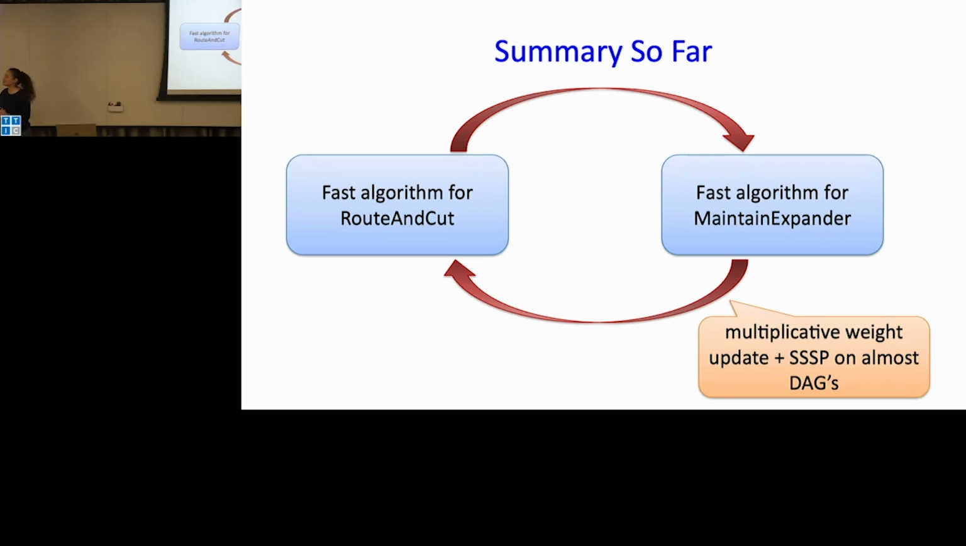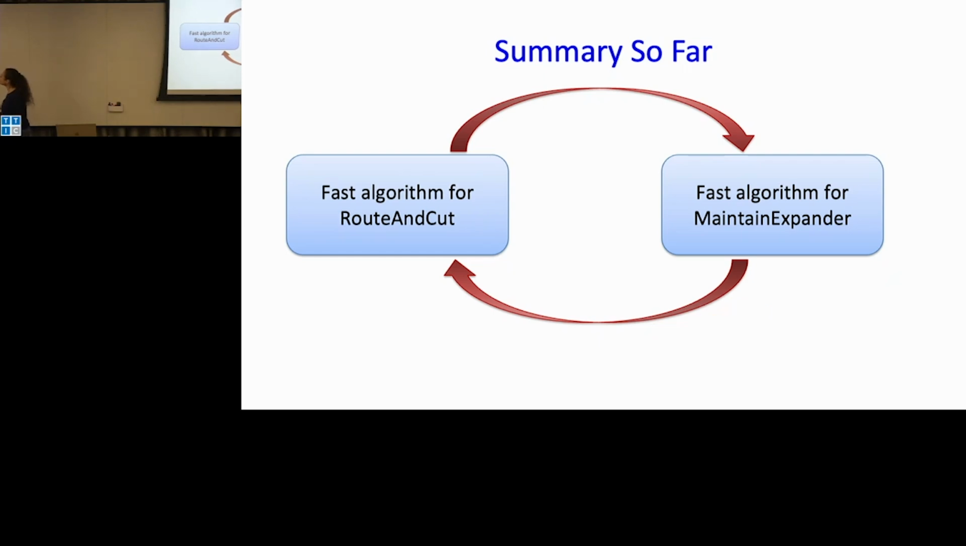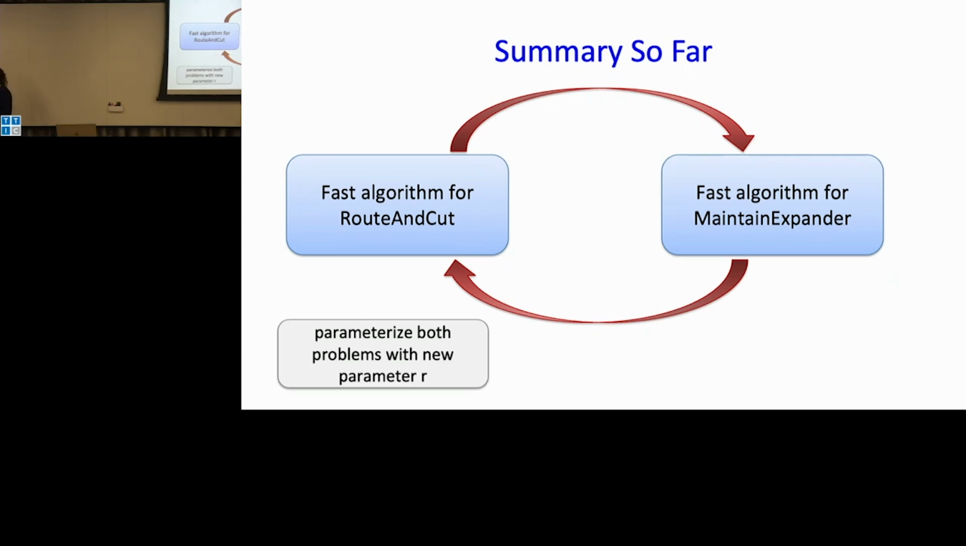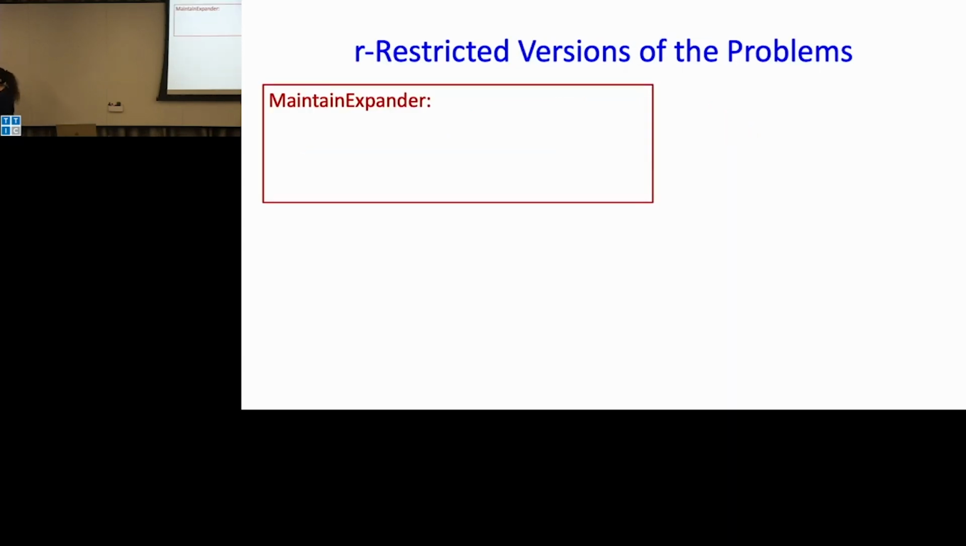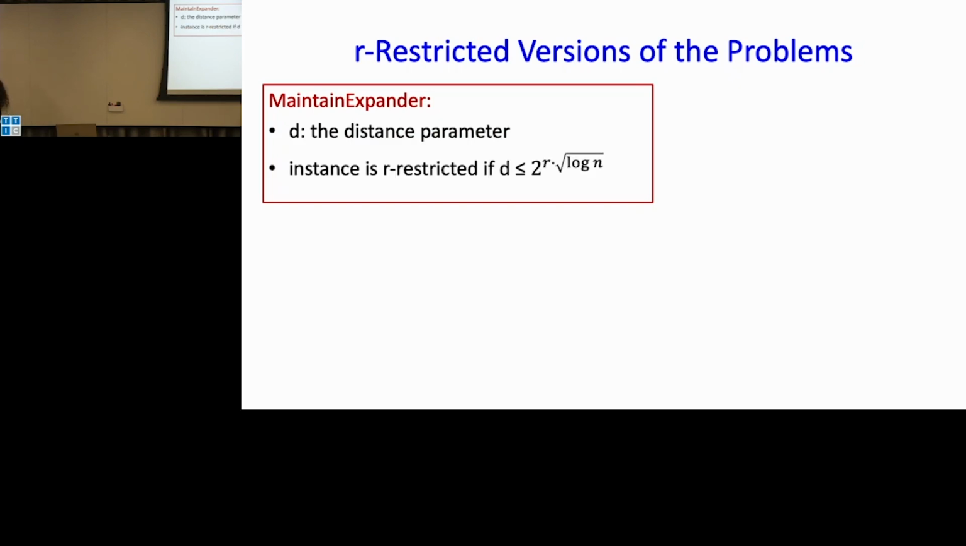This observation looks completely useless because what we're saying is, here are two problems that we want to solve, and if we know how to solve one of them, we can solve the other one, right? So to break out of this chicken and egg problem, what we do is we parameterize both these problems. The maintain expander problem comes with this distance parameter d. And we say that this instance is R-restricted if this d is bounded by 2 to the power of r squared log n. Some growing function, it's not important what it is.